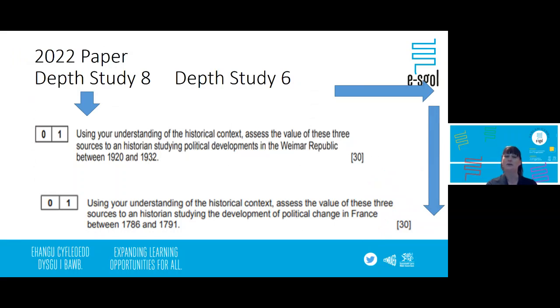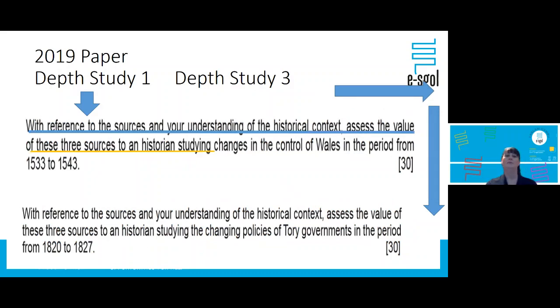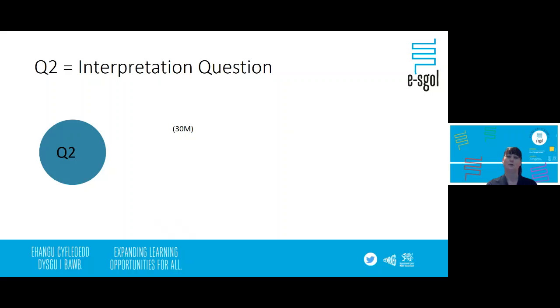So I think we've made it quite clear. The 2022 paper will be using your understanding of historical context, assess the value. And that's exactly the same, doesn't matter which depth study you do, that will be the wording for your paper this year. But we can still use past papers, just by obviously changing that beginning bit, with reference to the sources, and taking that out and putting using instead, and it can still work.